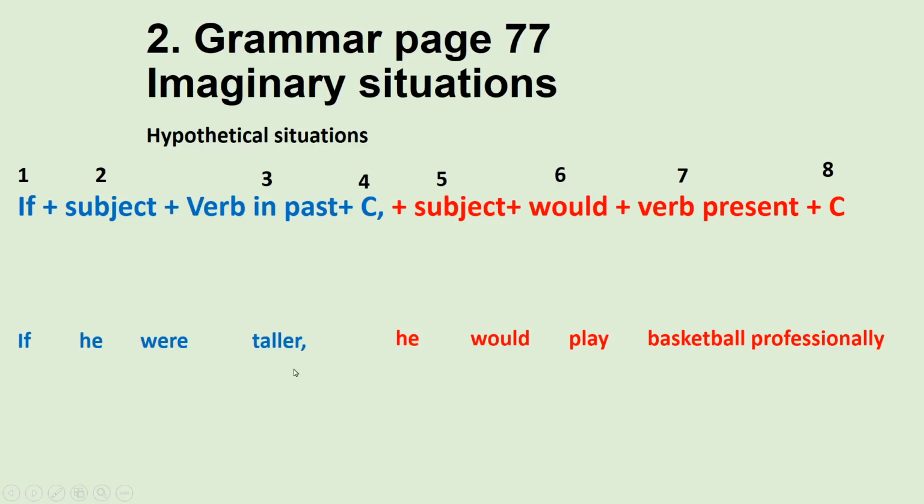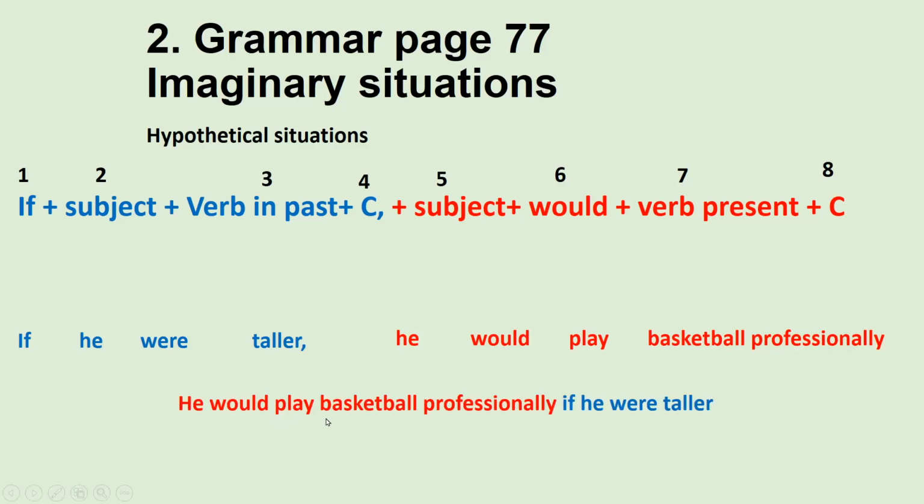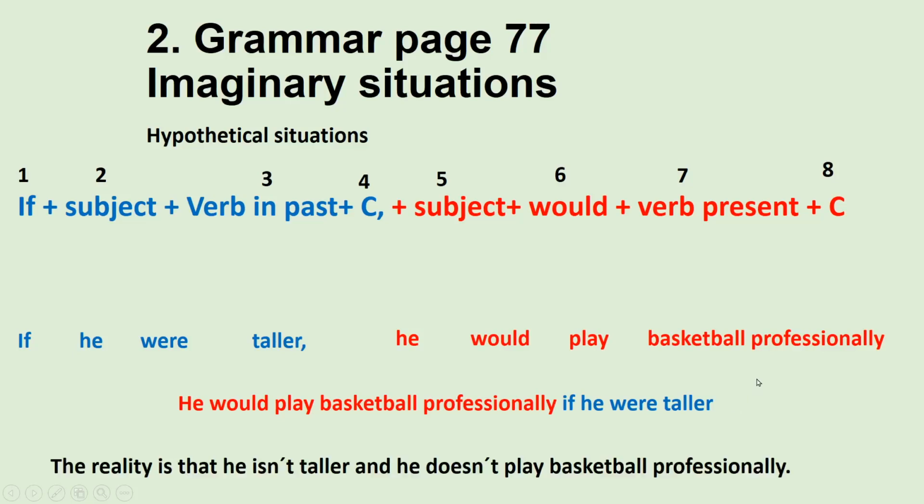If he were taller, he would play basketball professionally. We can also say, he would play basketball professionally if he were taller. We're talking about an imaginary situation because the reality is that he isn't taller and he doesn't play basketball professionally. Don't forget to add the comma. If he were taller, he would play basketball professionally. And remember that we use were with all the personal pronouns: I, you, we, they, he, she, and it.